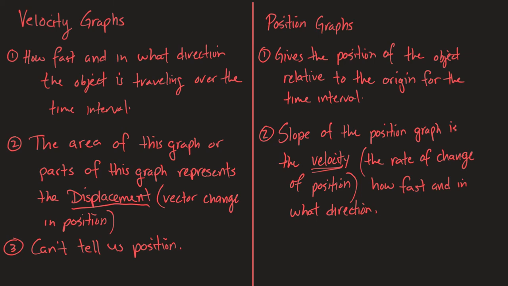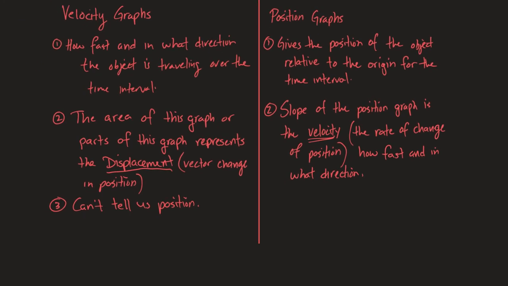So now let's add something here. I want to add something new. Point number 4. The slope of the velocity versus time graph is the acceleration. I underlined it. That's a big vocabulary word. The most important vocabulary word of this semester.